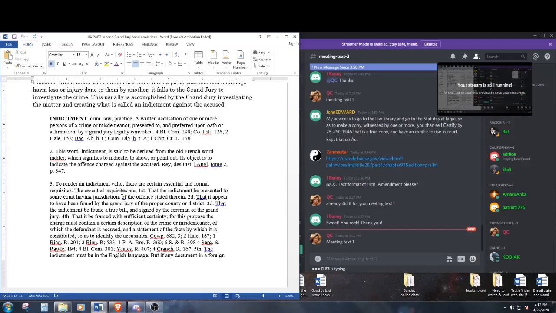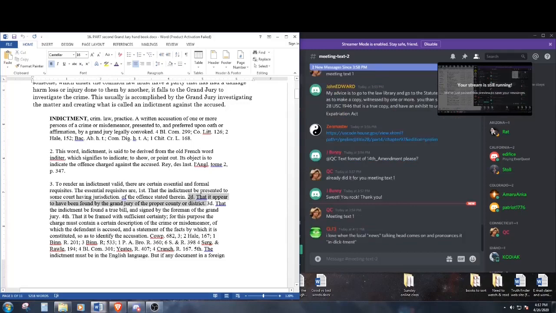2, that it appear to have been found by the grand jury of the proper county or district. That's the aspect of venue, that they have to do it in the proper venue, because you don't want a grand jury stepping on the toes of a grand jury of another county. So keep your counties by counties. Now, if you can do a state grand jury, that's fine when it deals with matters of the entire state. But when it's dealing with matters of your county, you don't want to trespass upon another grand jury's venue.